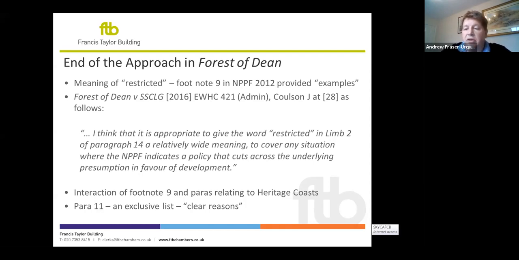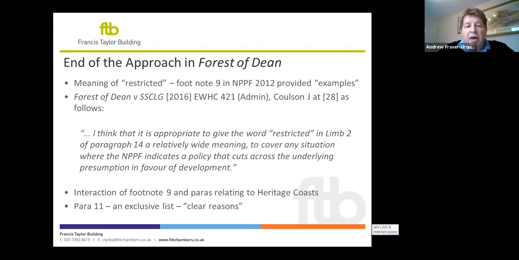And the argument then went, well, look, if the list is just a list of examples, which it is, and this language with respect to heritage coasts is sufficient to trigger the possibility of permission being refused under the second limb of paragraph 14 as it was, that must mean that other policies in the NPPF, which are not included in the list of examples, but which have more restrictive language than the heritage coast language, could also trigger this. And it was a great line of last defence for a local planning authority trying to resist the scheme.